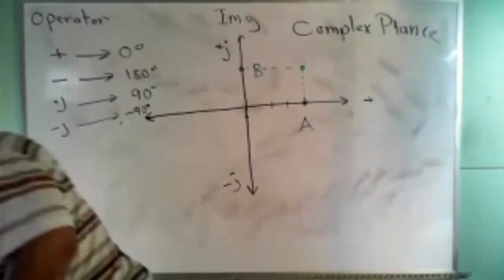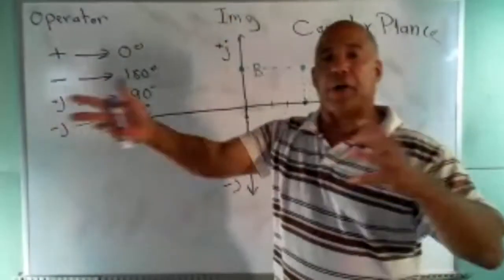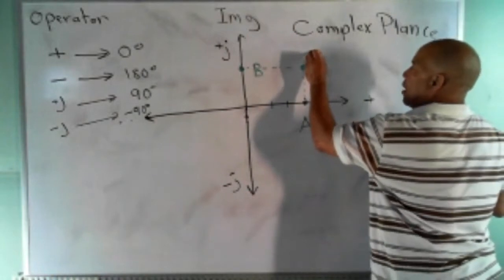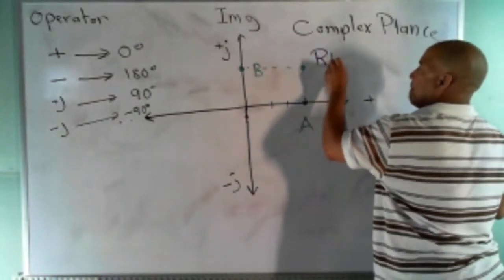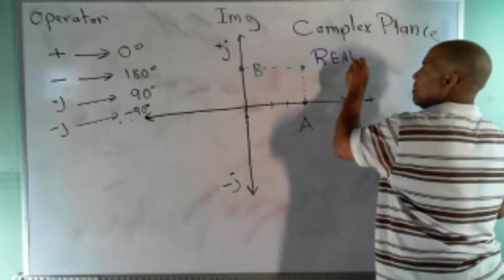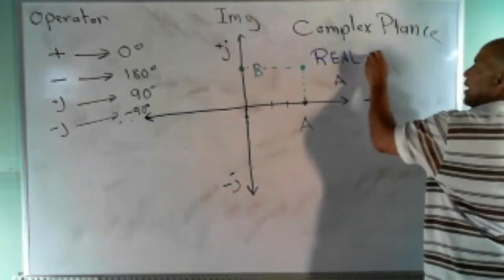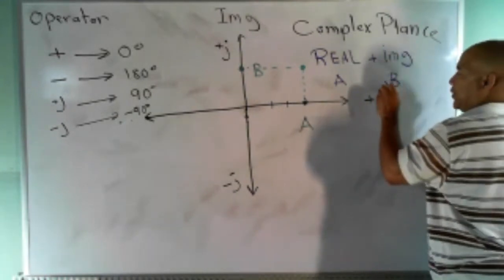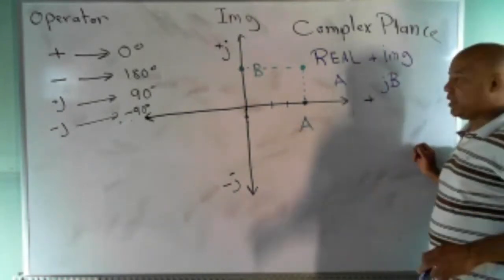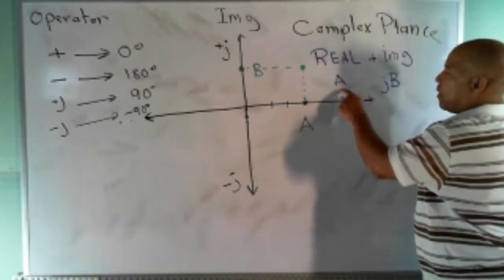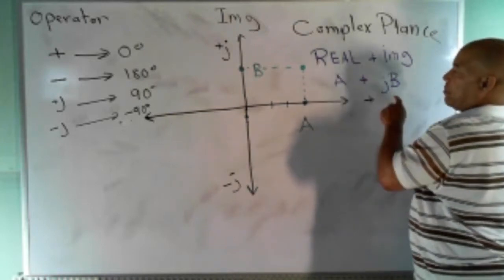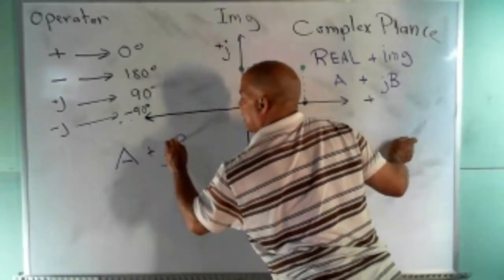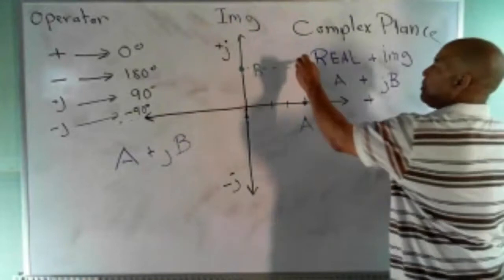Well, when you're like that, what you have is 2 parts to the number. You have a real part. That's the A. And you have an imaginary part. That's the B, and we usually put a J in front of it so that we know it's imaginary. So if I have a real part plus an imaginary part, that A plus JB, we call that a complex number.